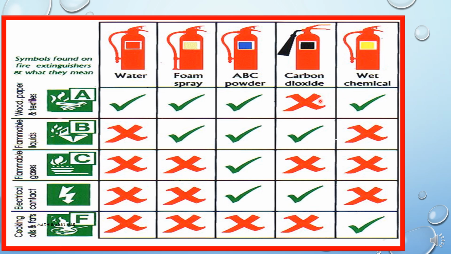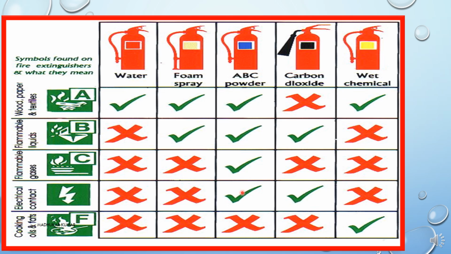Then you have the flammable liquids. Water is not being utilized. You have the foam, you have the DCP, and you have the CO2. Wet chemical is of no use. Then flammable gases: DCP is the only one because it works on the inhibition part, so it is the only suitable extinguisher. Electrical contacts, you have the DCP as well as CO2. CO2 is the best choice. If it is not available, then DCP.